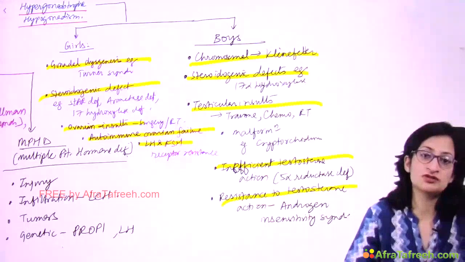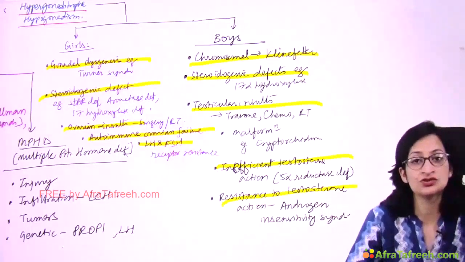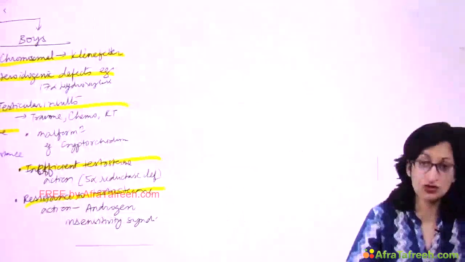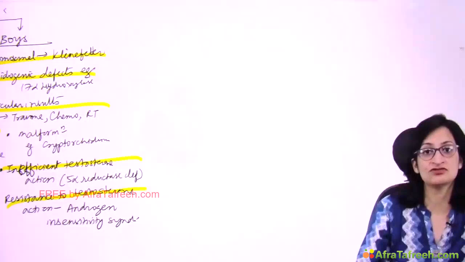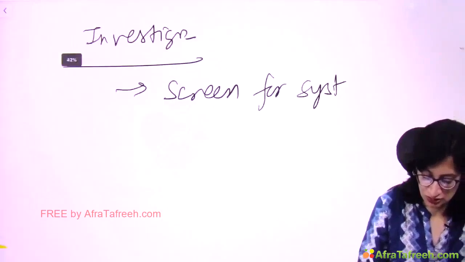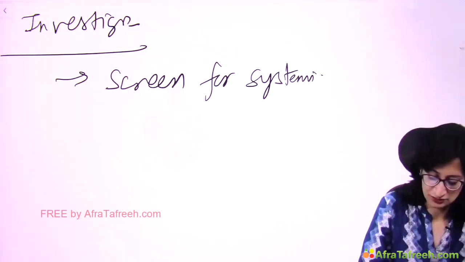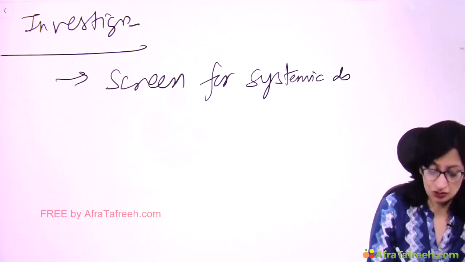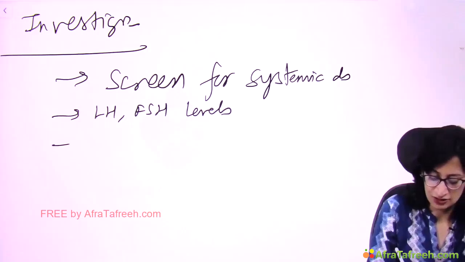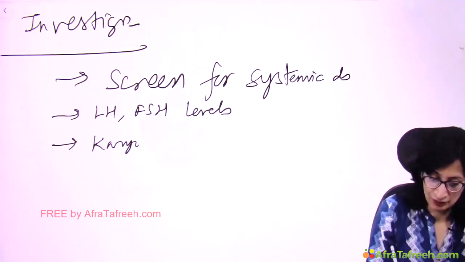Whenever an adolescent presents to you with delayed puberty, first thing you do is rule out systemic causes. Then you do the LH-FSH levels and the karyotype, because some chromosomal defects like Turner syndrome and Klinefelter syndrome are very important causes. So screen for systemic diseases, because they are very important transient causes, and do LH-FSH levels and karyotype. These are some things that you must do.